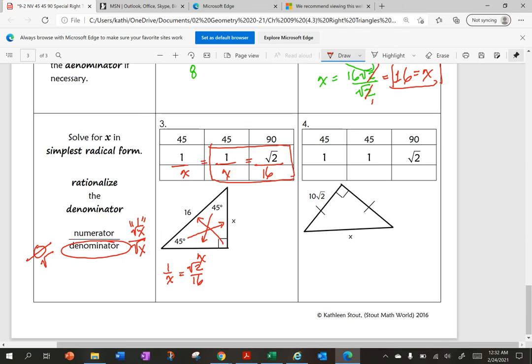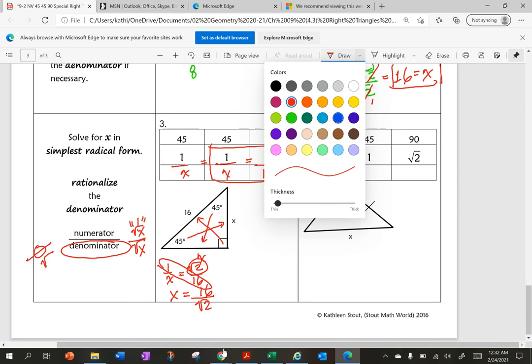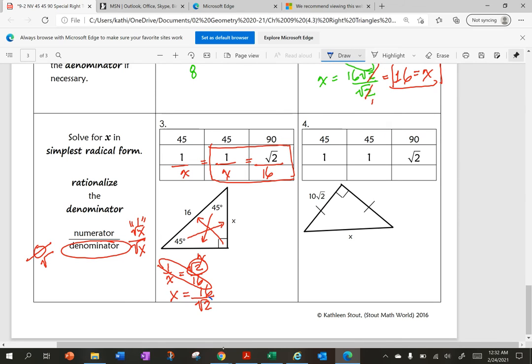So x equals, did I write this backwards? 1 over x. So x equals 16 times 1 divided by the square root of 2. So now I need to rationalize my denominator. So I have a square root of 2 in the denominator.